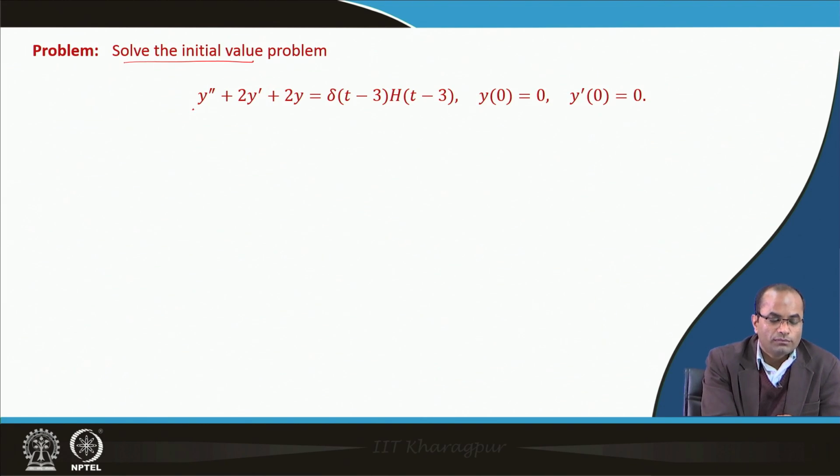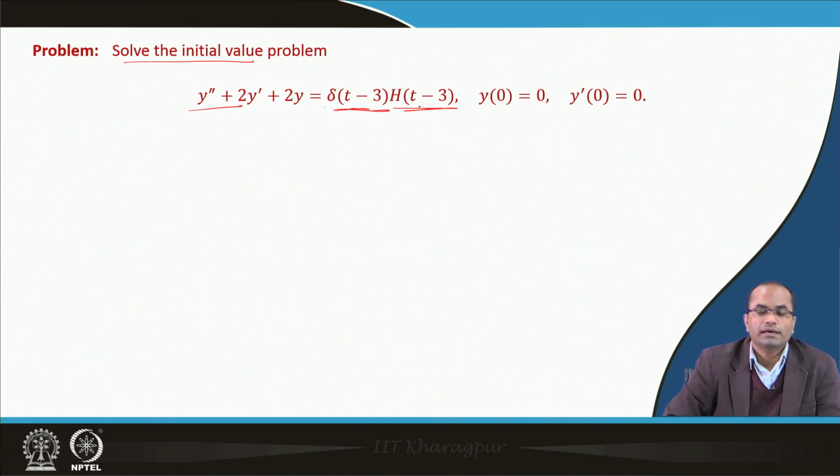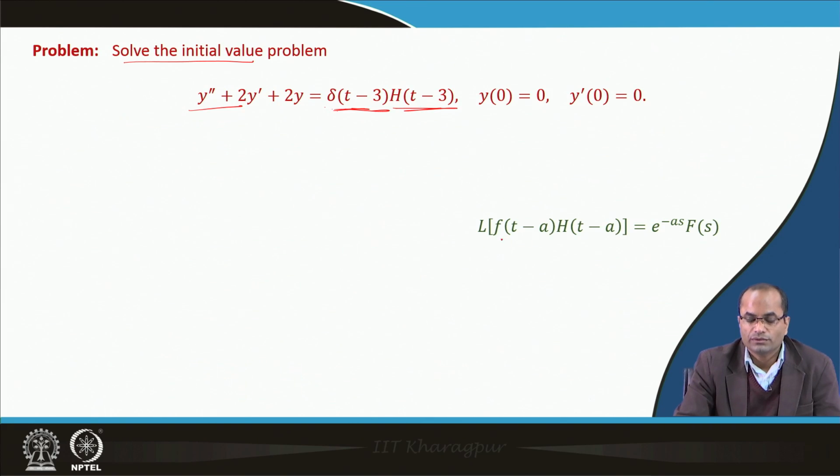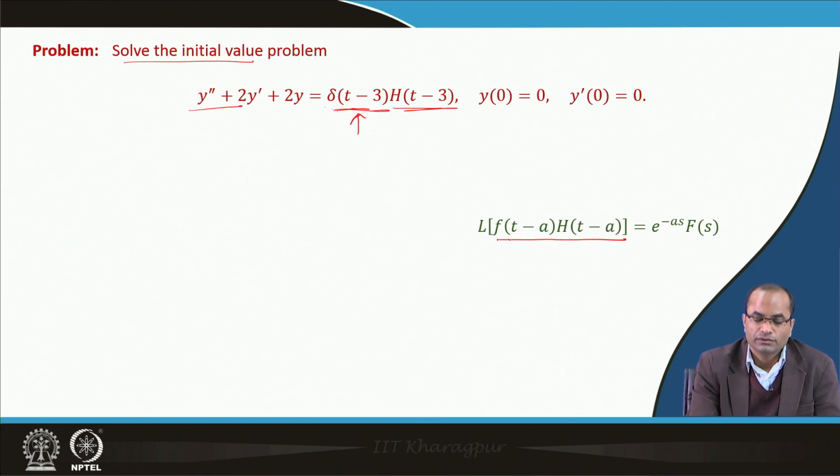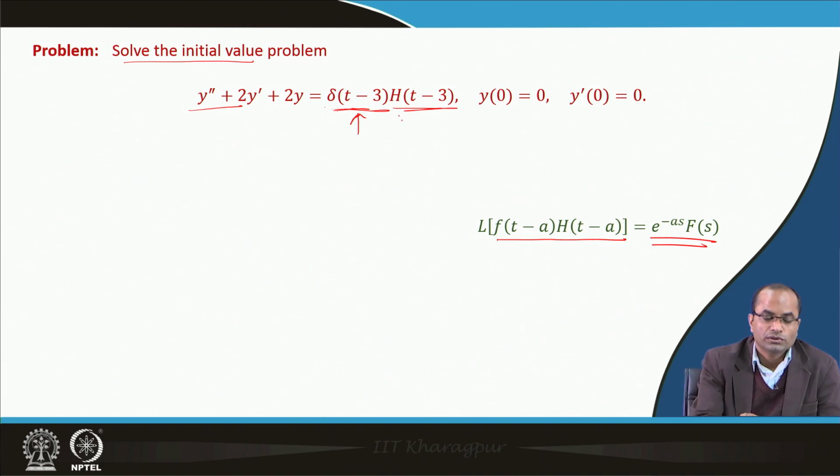Solve the initial value problem. We have here again the delta term, delta(t minus 3), and H(t minus 3). While taking the Laplace transform, we can use the shifting theorem: the transform of f(t minus a) H(t minus a) is e to the power minus a s F(s). So the right hand side after taking the Laplace transform will have e to the power minus 3 s and the Laplace transform of delta(t), which is 1.